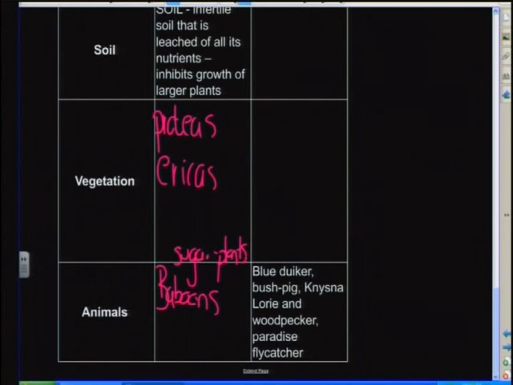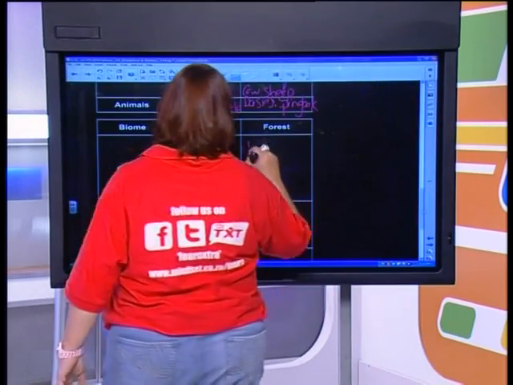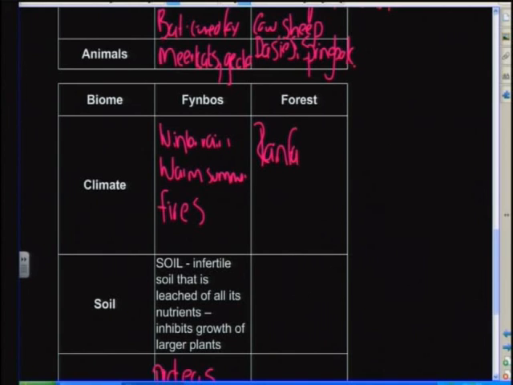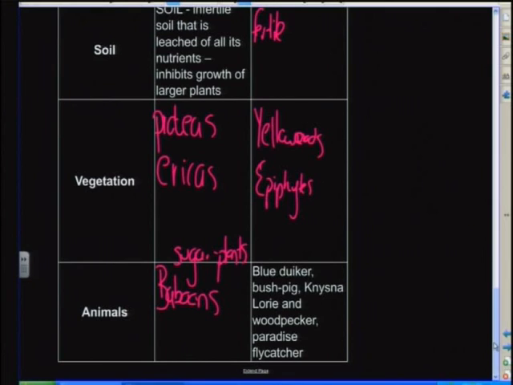When it comes to our forests, it's our last one. Our forests, climate: rainfall all the time, all year round. That's the only way you're going to be able to sustain those big trees. Second, soil: fertile. Vegetation: yellowwoods, nice big trees, epiphytes that grow in the trees. Animals: there we have the animals then.